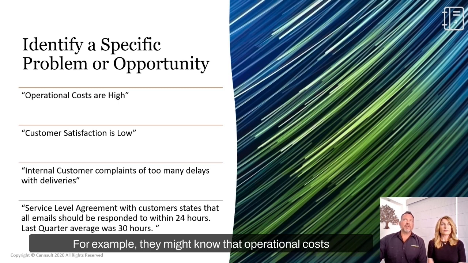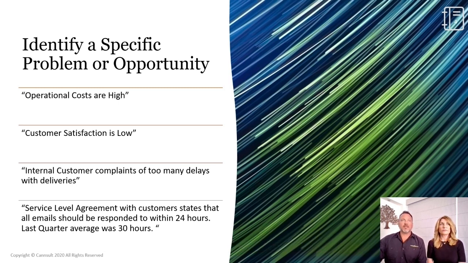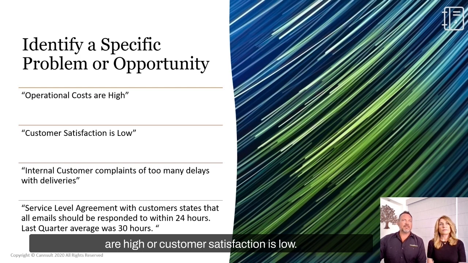For example, they might know that operational costs are high or customer satisfaction is low. That's pretty general. Or more specifically, that internal customers complain of too many delays with deliveries. This is a specific problem, but there is no measure of the current performance, which would show the gap.